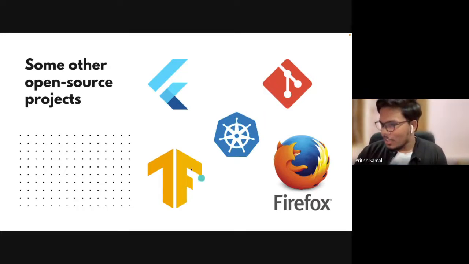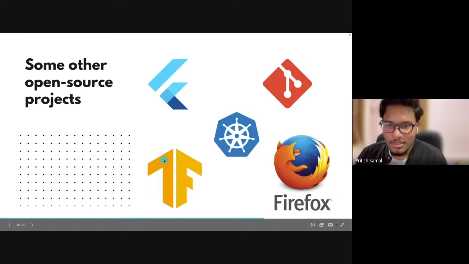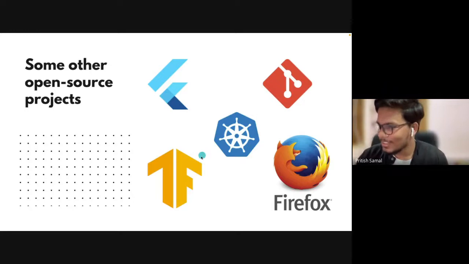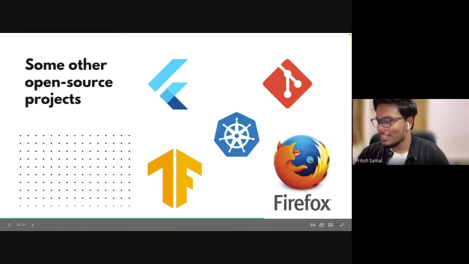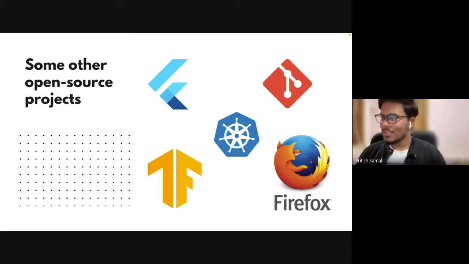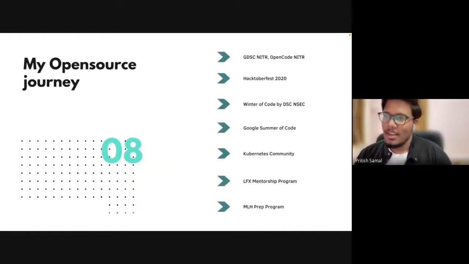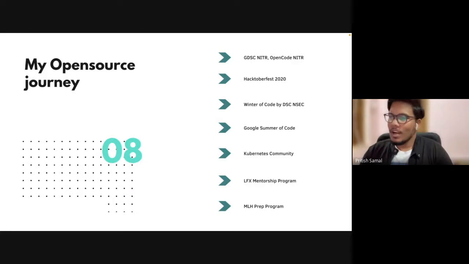Okay, and the yellow thing, this one, right, right, TensorFlow, yes. And this one, oh, it's self-explanatory. It's Firefox. Cool. Let's move on to the next stage. Now I am going to share with you my open source journey. After that, we'll be learning about how to get started with open source, or how to start contributing to open source, and what are the prerequisites.